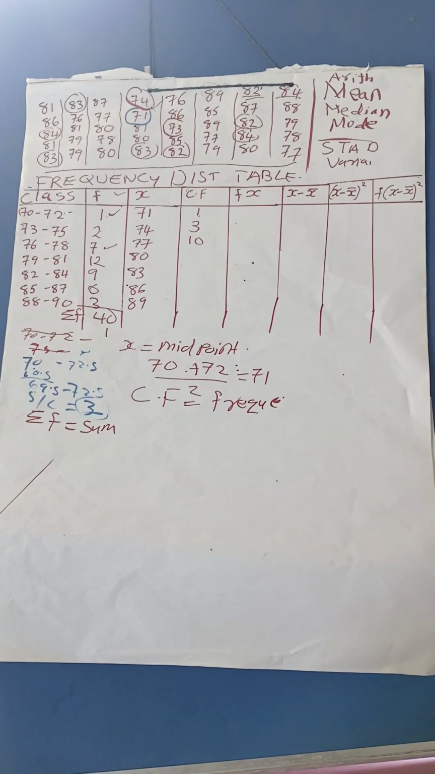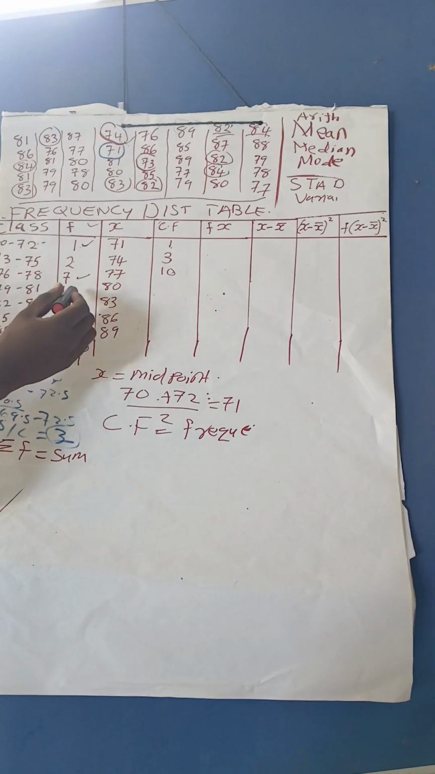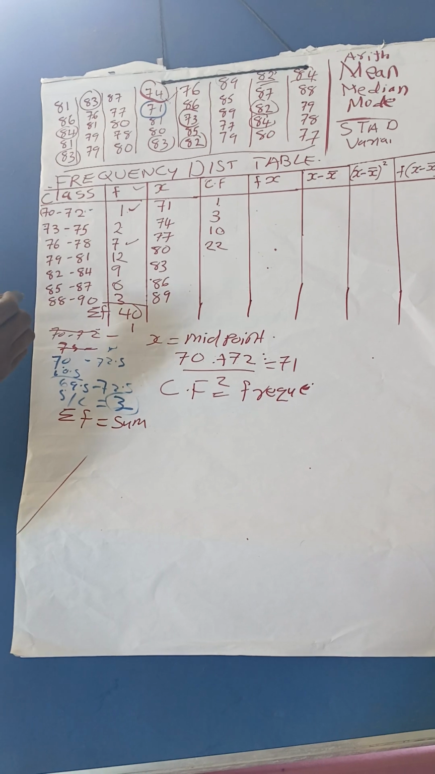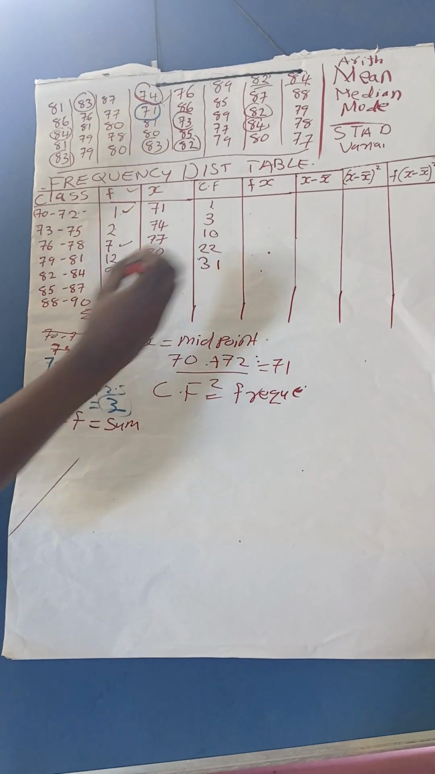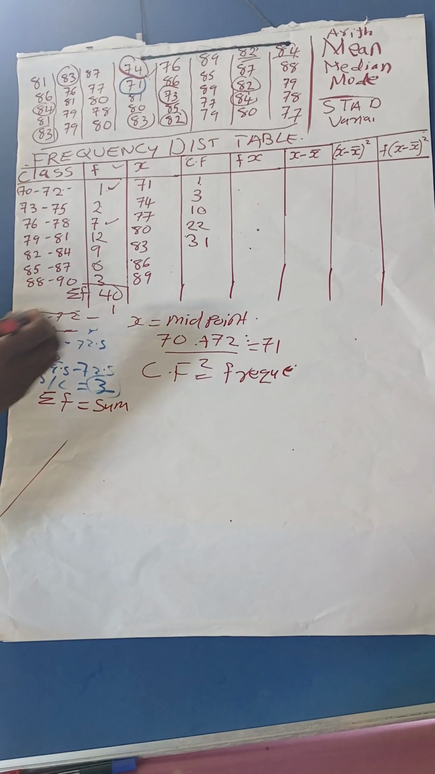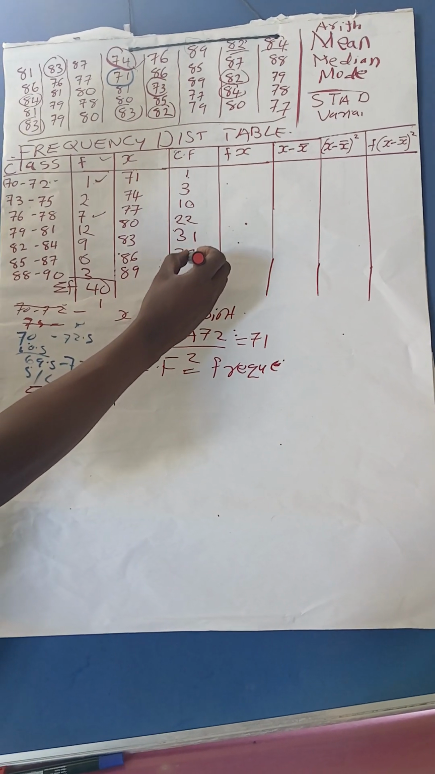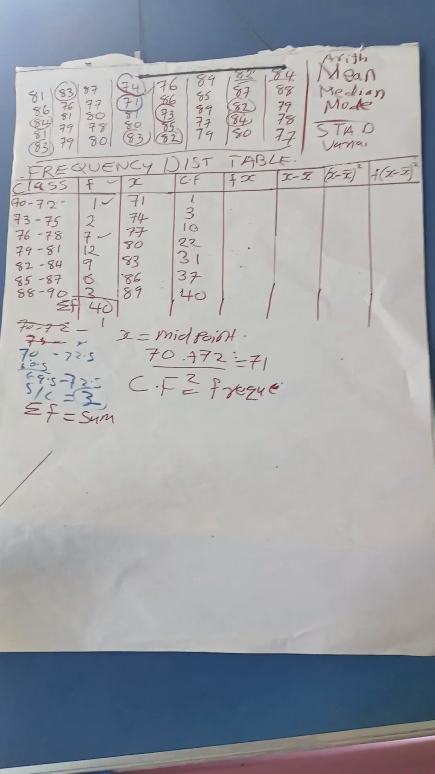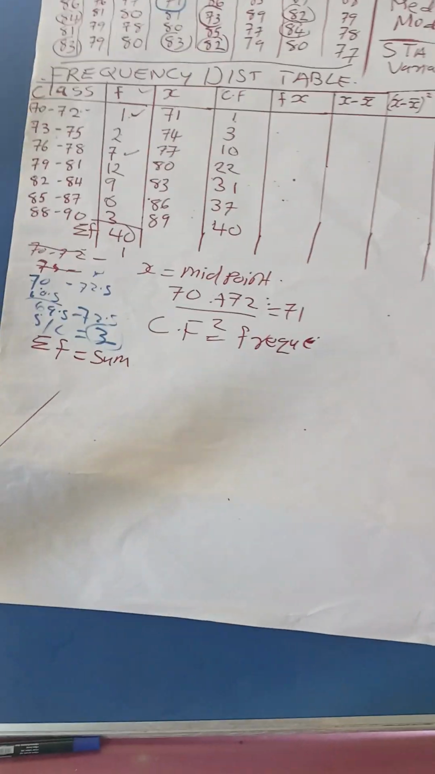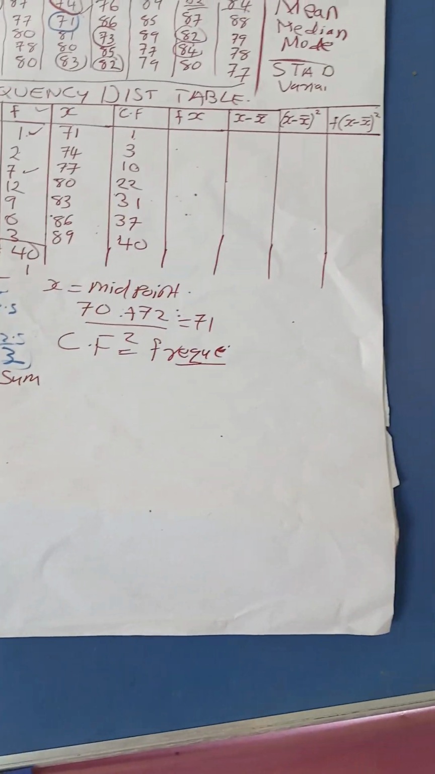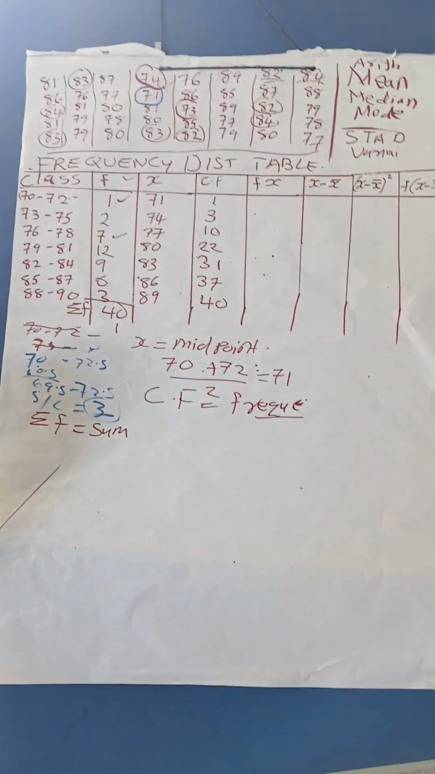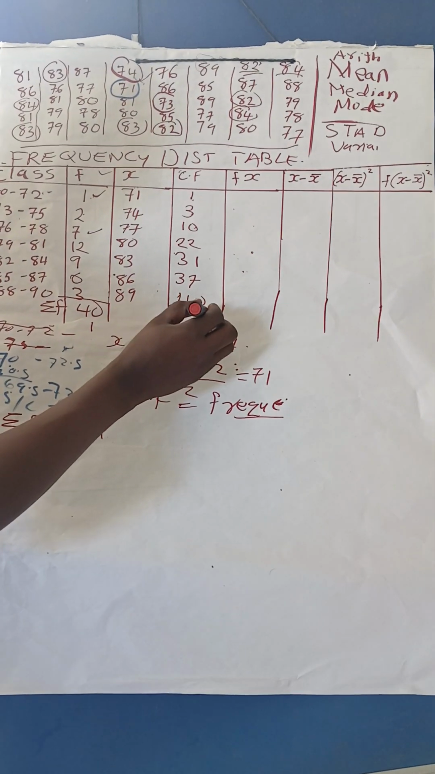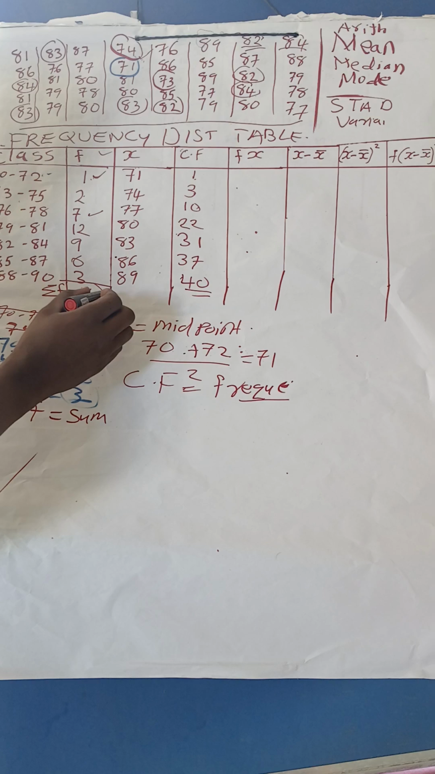Then 3 plus 7, you'll get 10. You see how we fill the cumulative frequency. 10 plus 12 will be 22. 22 plus 9 is 31. 31 plus 6 is 37. 37 plus 3 is 40. That is how we fill the cumulative frequency. You focus on the frequency part: the first value starts, then you add as you go down.